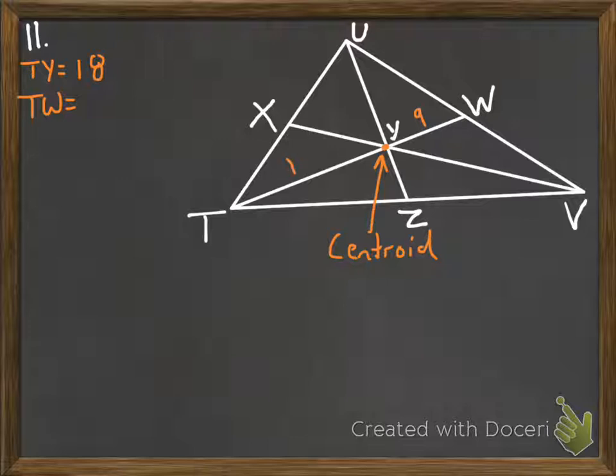So now if TY is 18 and YW is 9, we add those 2 together to get TW, and TW should be 27. We got that by doing 9 plus 18.